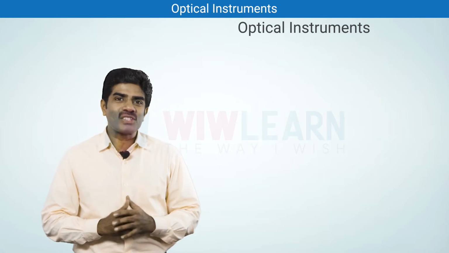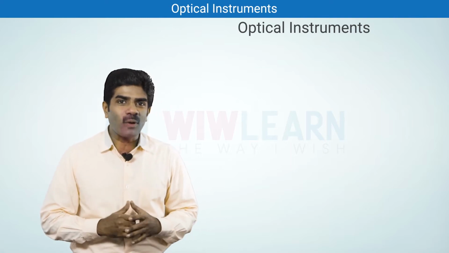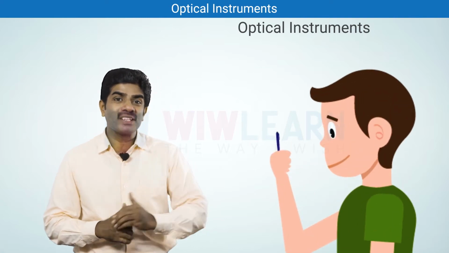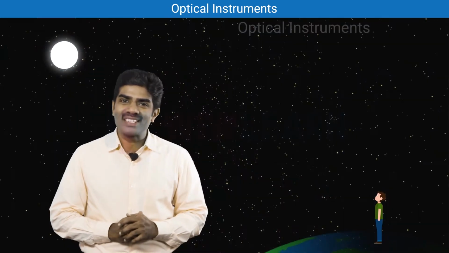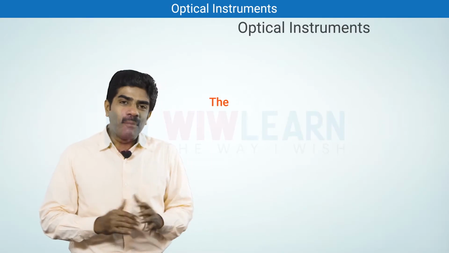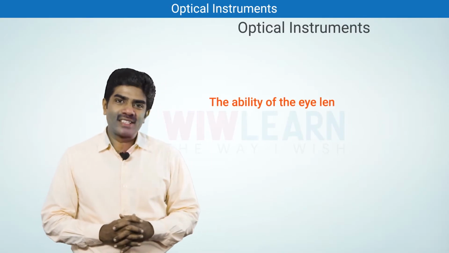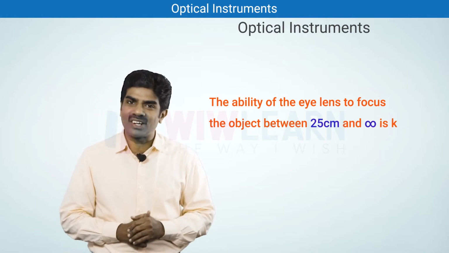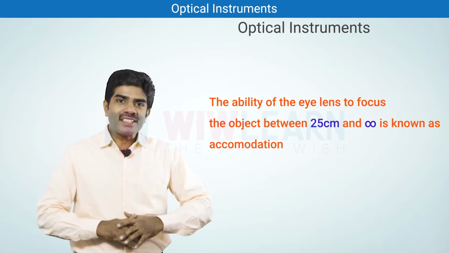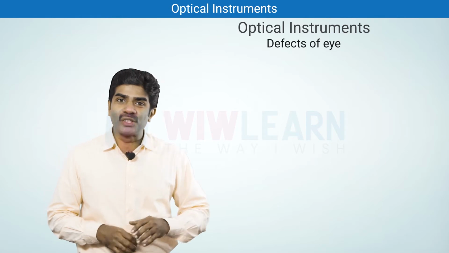The least distance of distinct vision or the near point of a healthy human eye is 25 centimeter and the far point is infinity. The ability of the eye lens to focus the objects between the 25 centimeter and infinity is known as accommodation. Let us discuss some defects of the human eye.